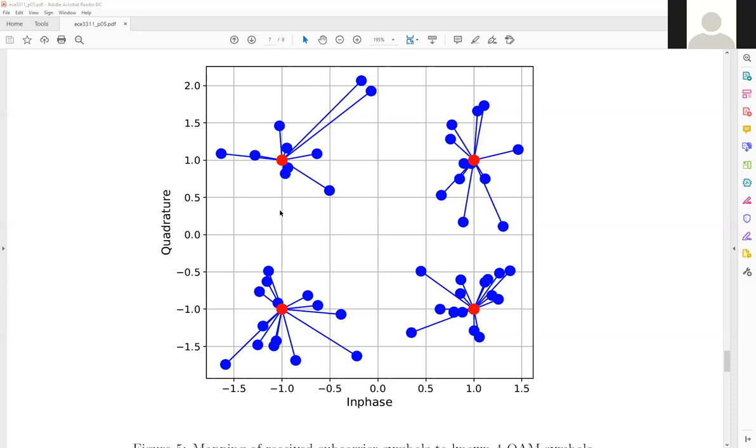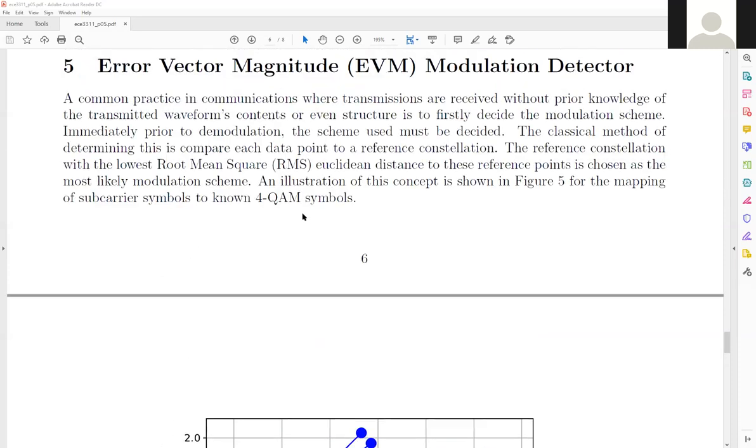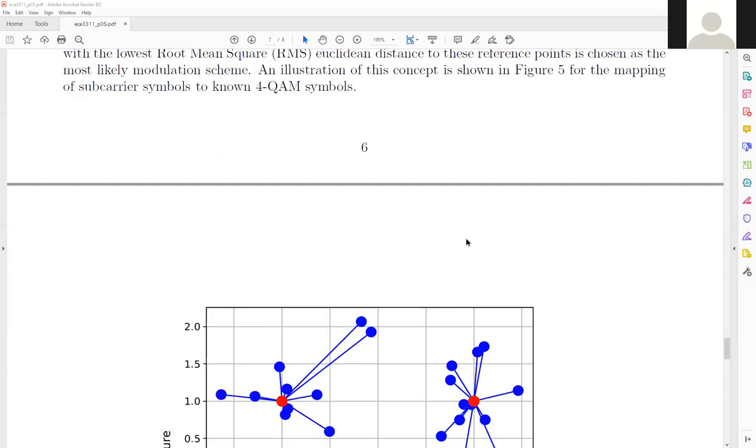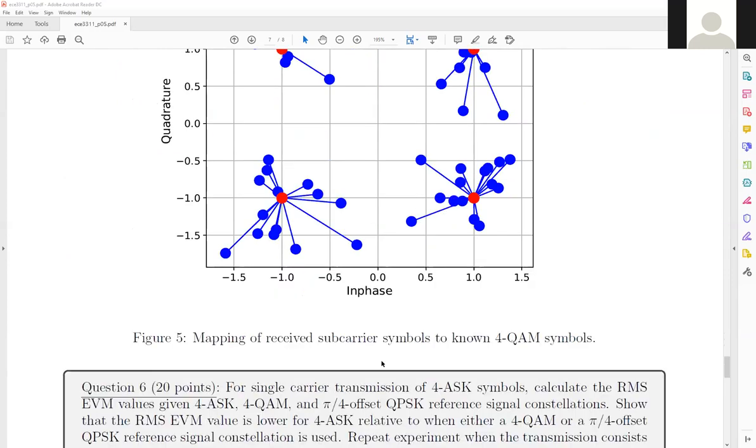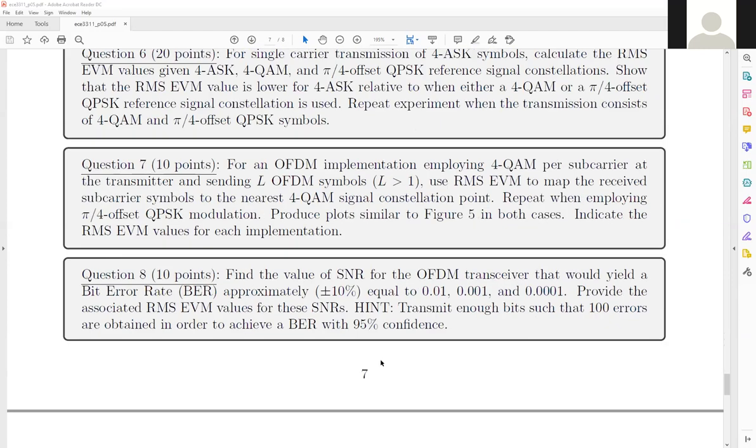How do we know which modulation scheme this is in the first place? Well, the modulation detection that I'm talking about here is, let's suppose you use all four modulation schemes. And what you look for is not necessarily mapping per se, but what you want to do is the following. And you might say, what the heck is Wiglinski talking about? So this is what I'm talking about. So suppose you have this scatter plot.